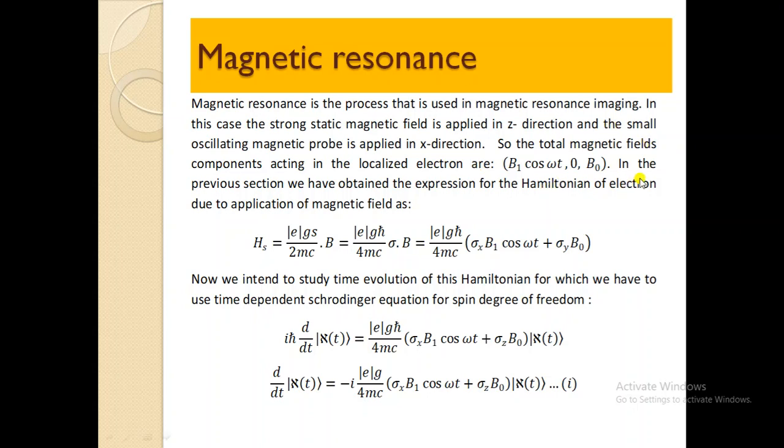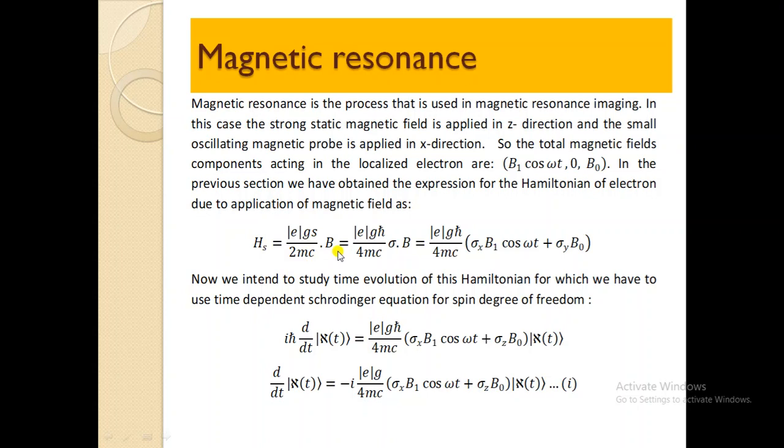Okay, in the previous section we have obtained the expression for the Hamiltonian of an electron due to a magnetic field. I have already discussed the effect on the Hamiltonian due to the presence of a magnetic field. In the case of magnetic resonance, we study the intrinsic property of the electron, so we will consider here the Hamiltonian due to spin. Hamiltonian due to spin is equal to eg S dot B divided by 2mc.